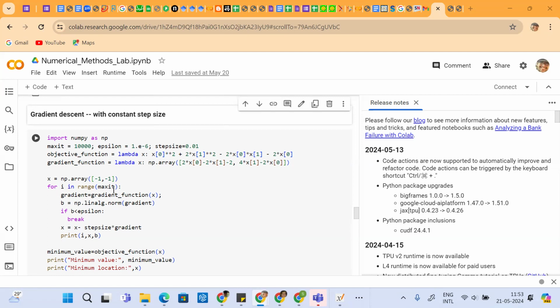So for i in range max iterations, like 1 to 10,000, you run this iteration. Gradient equals gradient function. Here you computed the gradient, this is your direction. Using the linear algebra package, like lin alg dot norm, you take the norm of that gradient and check if the norm of that direction is less than epsilon, then break. That means you already attained convergence. If you have not attained convergence, then keep iterating. Then x equals x minus step size times gradient.